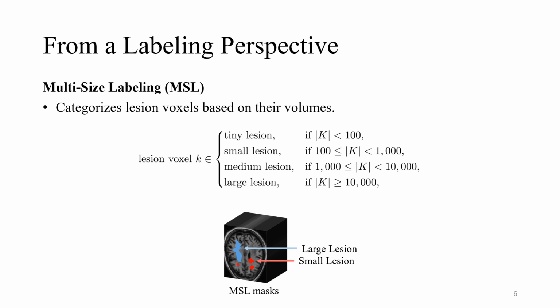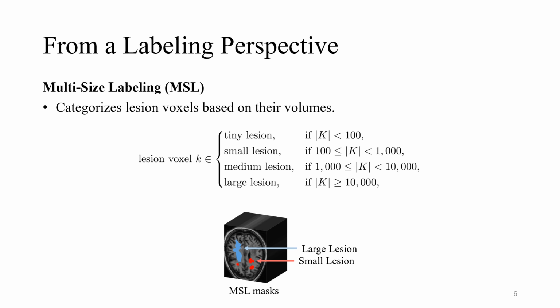Our first labeling strategy, multi-size labeling, or MSL, categorizes lesion voxels based on the volume of the lesion. The goal of MSL is to direct the network's attention toward smaller lesions, which are often overlooked by traditional methods. By assigning labels according to lesion sizes, the network learns to use different features in the latent image representation to recognize lesions of varying sizes. This results in improved detection and overall segmentation performance for small lesions.